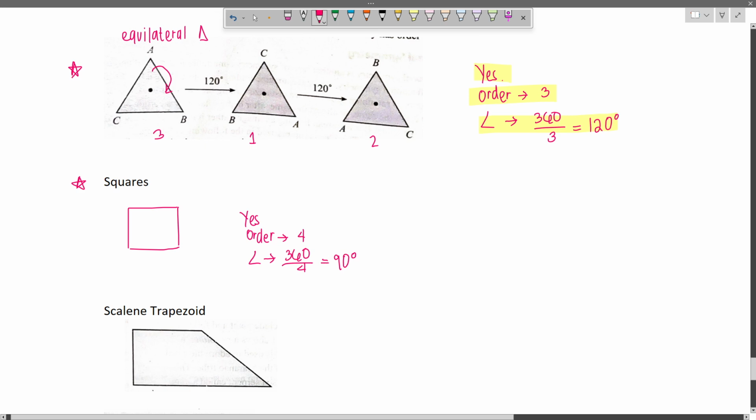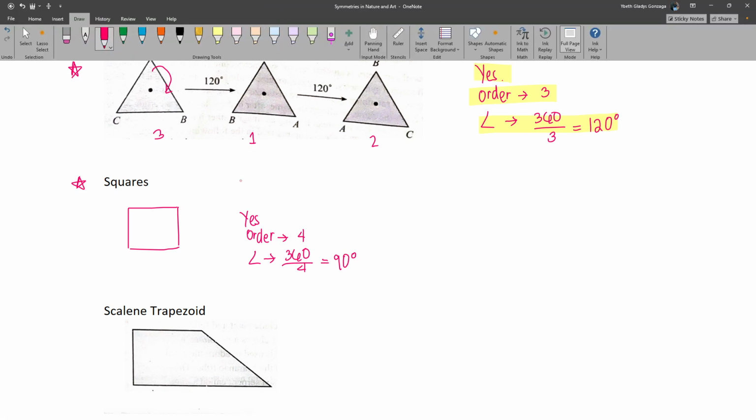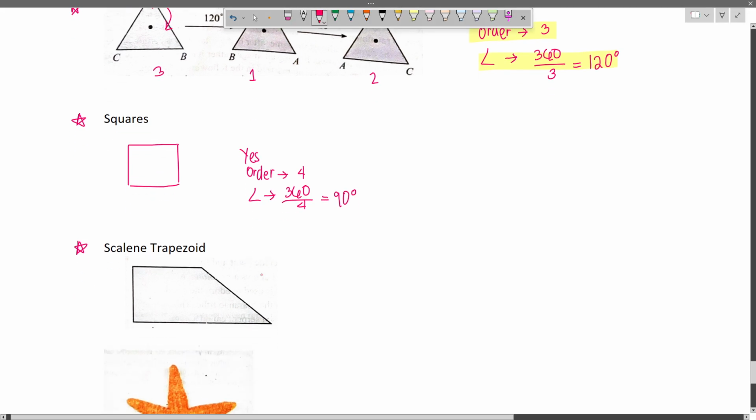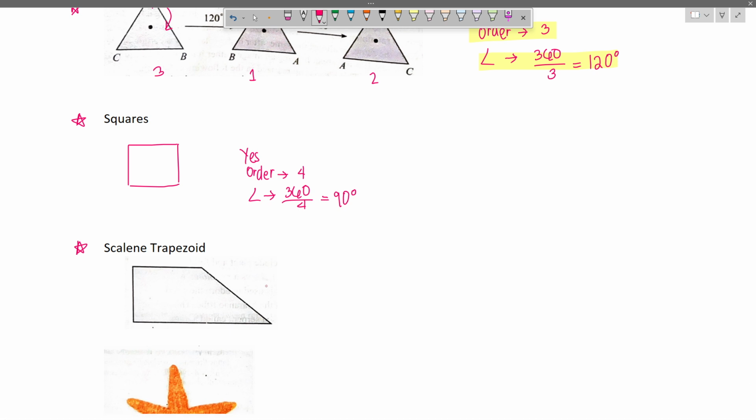Next, let's have a scalene trapezoid. That means no two sides are congruent. No matter what way we rotate this, it won't get the same result. So this doesn't have rotational symmetry.